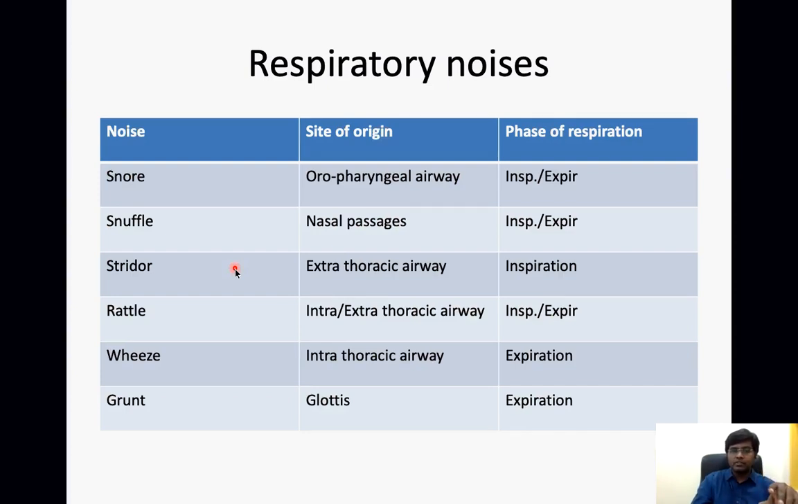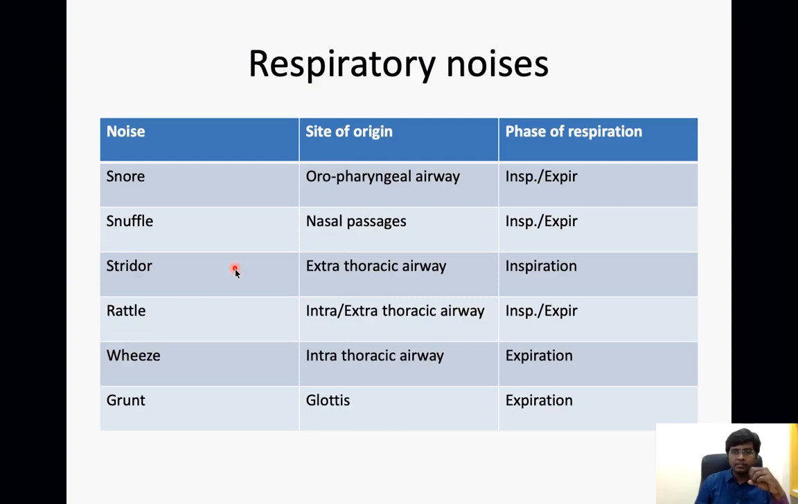And rattling. Whenever the mother says, I'm able to feel some noisy movements in the chest, then you think of an intrathoracic or extrathoracic airway problem. For example, bronchitis, or again in asthma also, rattling might be present. And whenever the mother says she is able to hear a very good wheeze outside, it's definitely an intrathoracic airway problem, for example a lower airway, that is, a bronchial problem.